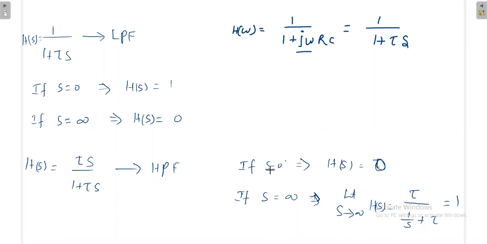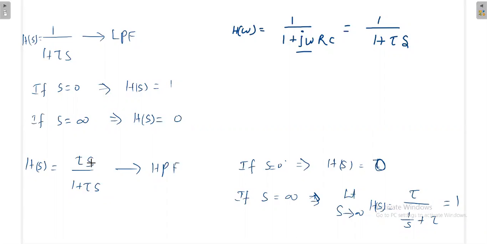Then how to identify? Suppose you put s is equal to 0. Once you put s is equal to 0, the H(s) value is 0. That means it is not allowing the low frequency. Then what happens to the high frequency? If s is equal to infinity, directly you cannot substitute infinity, because infinity divided by infinity is in indeterminate form. So you apply the limit and you make some adjustment.